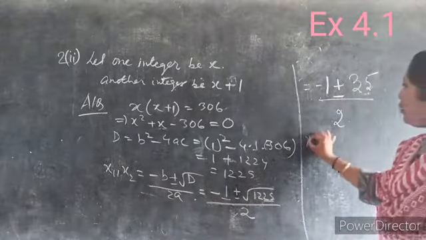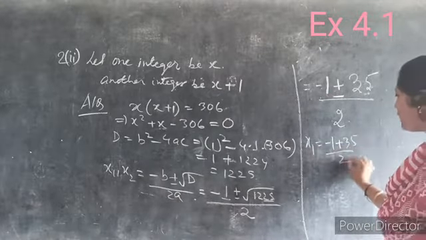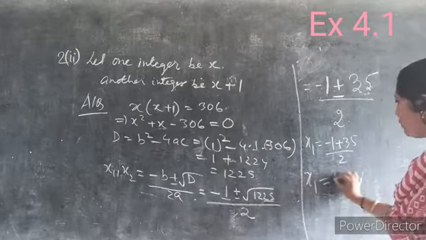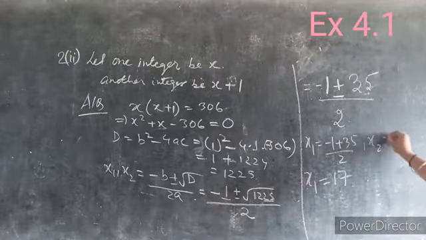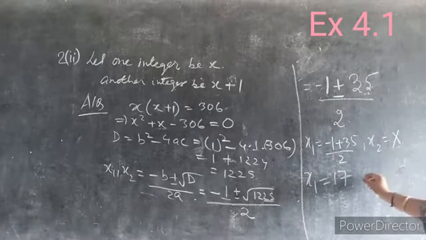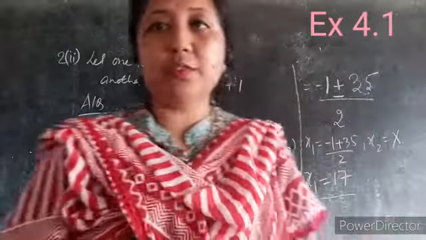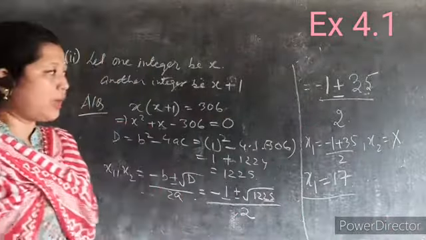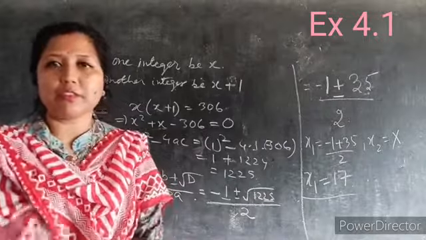Okay. So when you see here, one value will be coming as minus 1 plus 35 by 2. That means one integer will be coming 17. Another will be coming as negative. So we cannot take negative because the question is regarding positive integers. So while you take the second case, it is coming negative. So we cannot take the negative number.